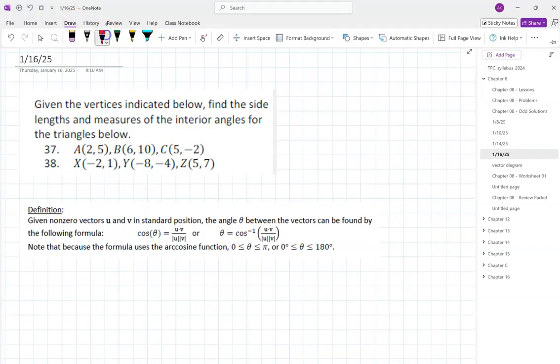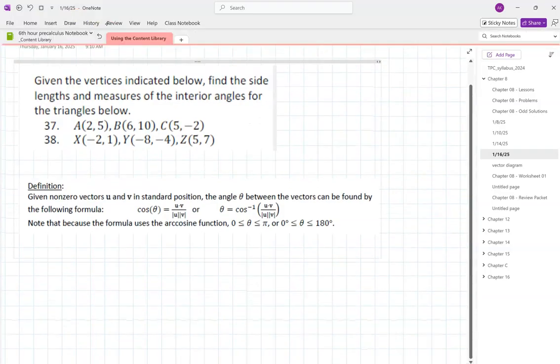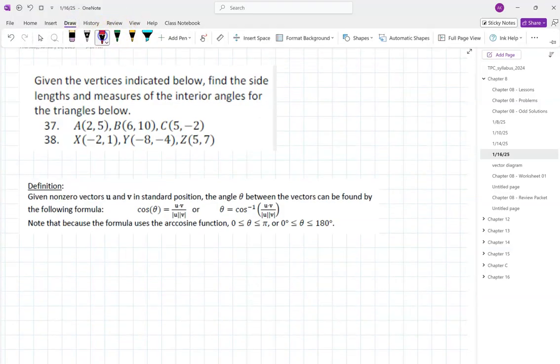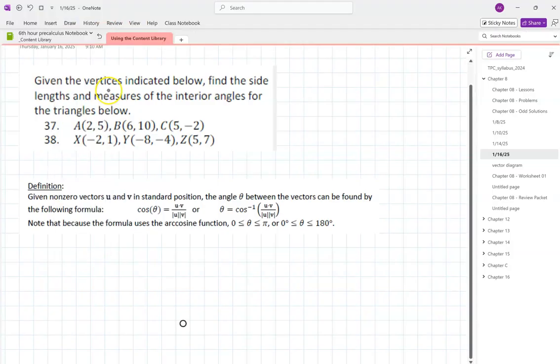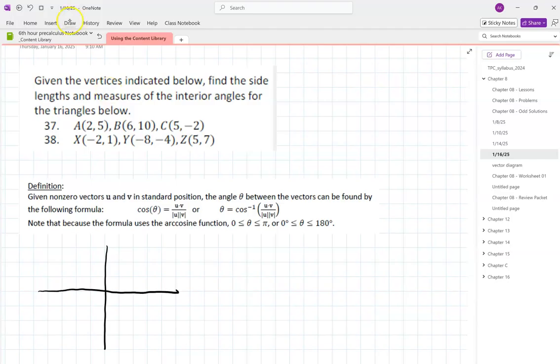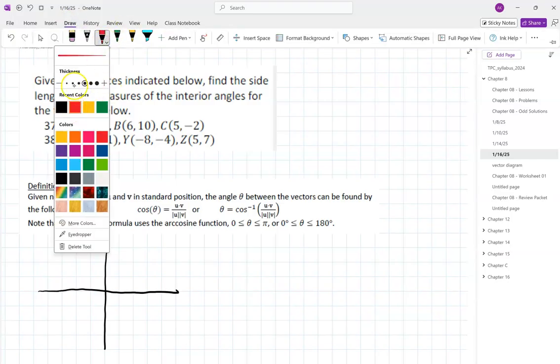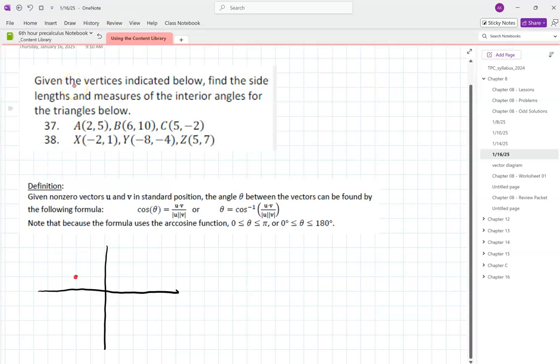So I'm going to start just by sketching myself a little picture of what's going on, so I make sure that I'm finding the angle that I actually think I'm finding. So I have -2, 1; -8, -4, I'm just going to guesstimate it; and then 5, 7. This is a pretty stupid looking triangle here. I don't know, looks something like this maybe.